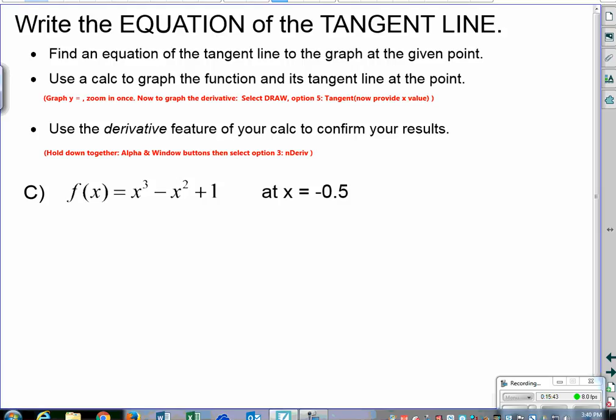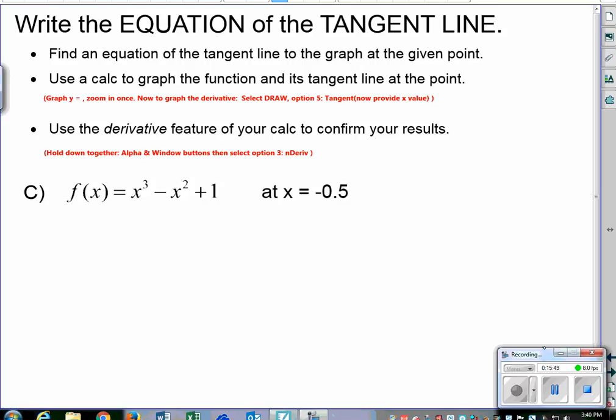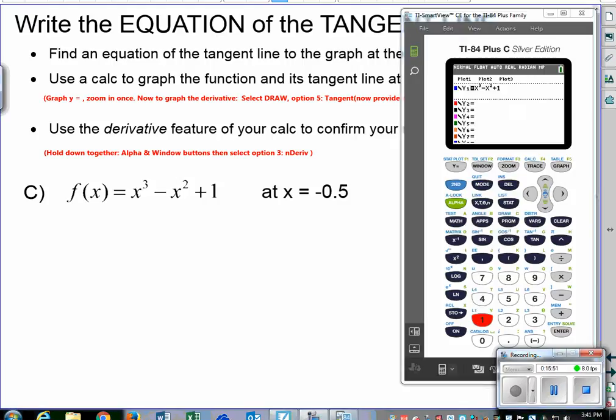The last thing I want to do is show you how to do it with your calculator. So go ahead and bring up your calculator and give me a moment. Okay, I paused for a second just so I could get my calculator onto the screen and so it'll stay up front. We're going to find the equation of the tangent line to the graph. We're going to use the graphing calculator to do it.